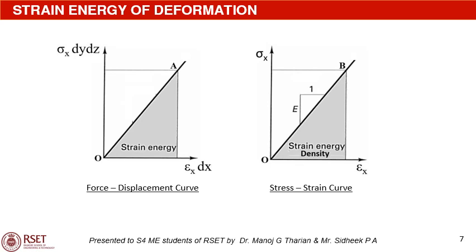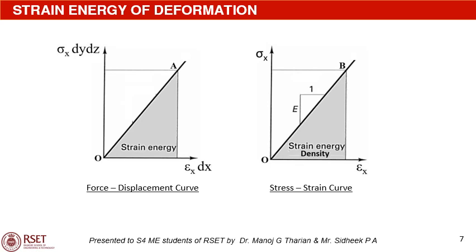The area under the curve OA is given by half into sigma x epsilon x into dx into dy into dz, which is the same as the strain energy stored in the element. Thus, we say that for any structure, the area under the force displacement curve will give the strain energy stored in the structure.